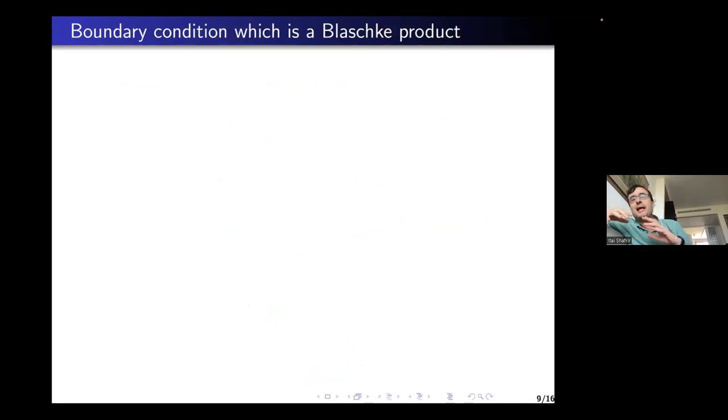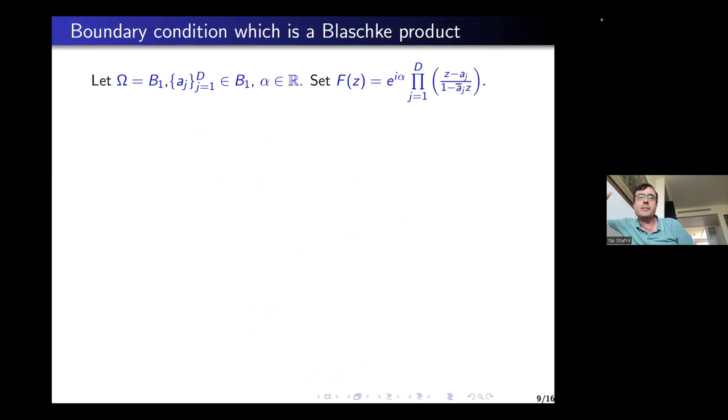Now, it turns out that there is a larger family of special boundary conditions for which we also know the solution. And this is the case of Blaschke products. By the way, the fact that we face some notions from complex function theory comes from the fact that our energy is actually conformally invariant. This also tells us that we can always assume that we are working in the unit disk because of the Riemann mapping. If we are given another two-dimensional simply connected domain, we can use the Riemann mapping in order to transform our problem from the original domain to B1. And this is also useful.